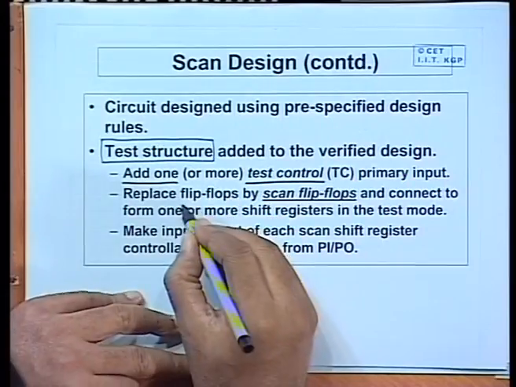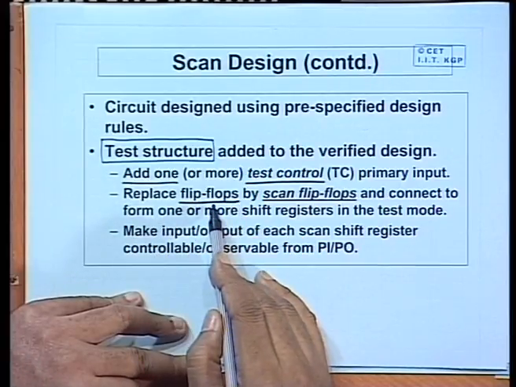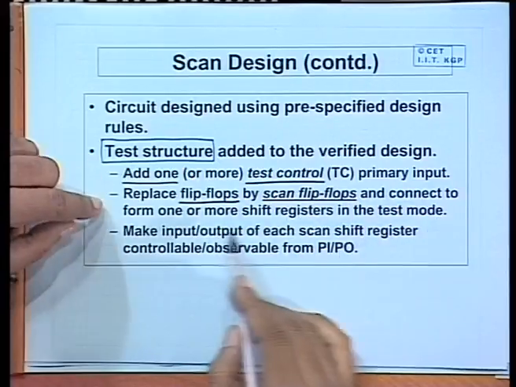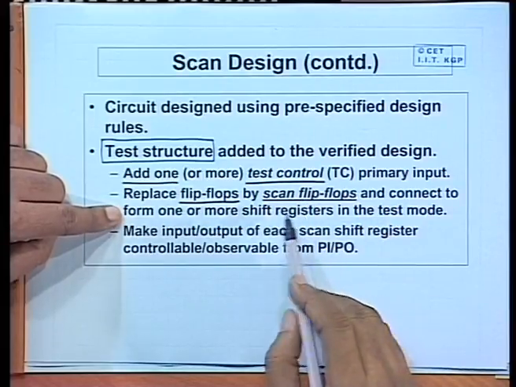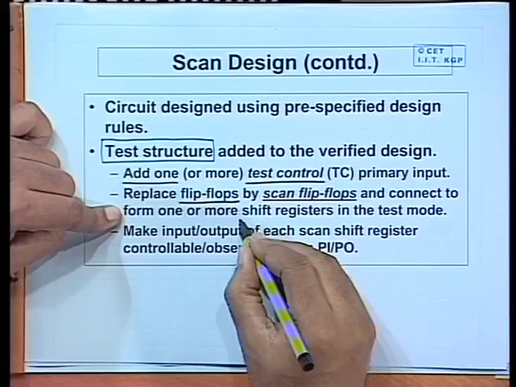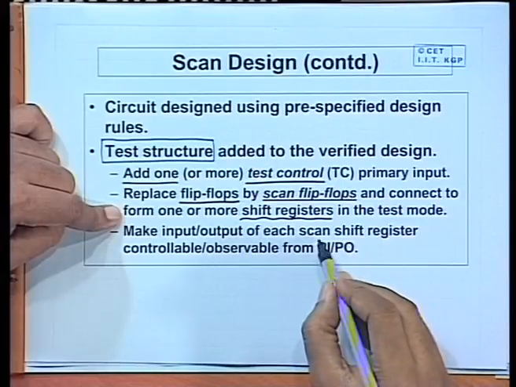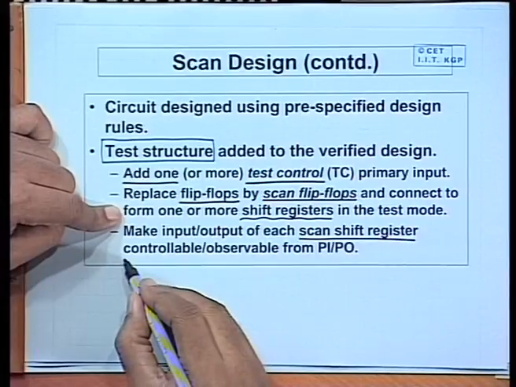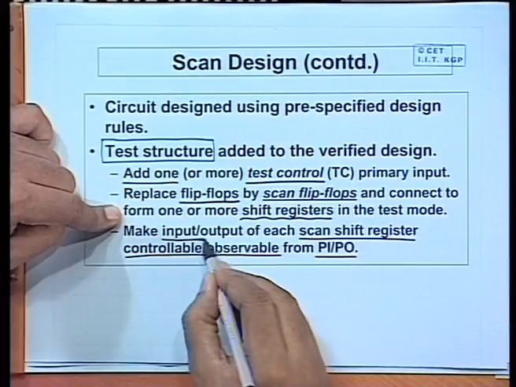And you will also have to modify the flip flops. We will see how. You will be replacing each flip flop by so-called scan flip flops, and you will be interconnecting them in such a way that during the test mode the flip flops all become a long shift register. Each of these shift registers, which are called scan shift registers, can be controllable and observable from the primary input and output if their inputs and outputs are available.